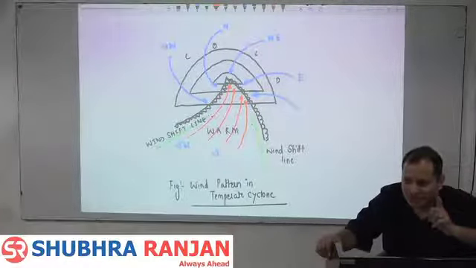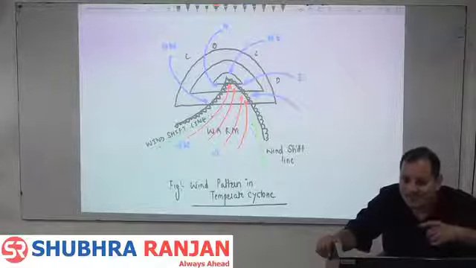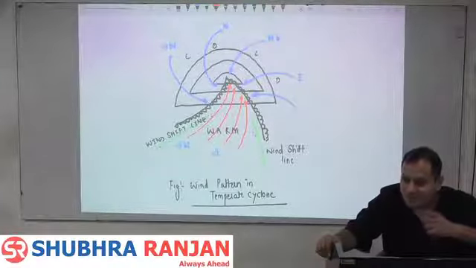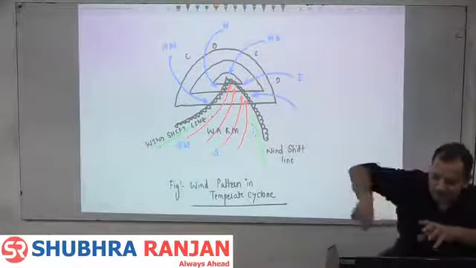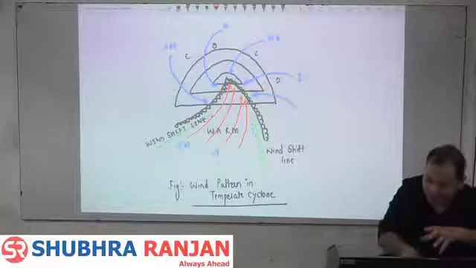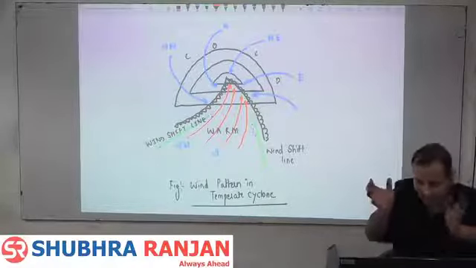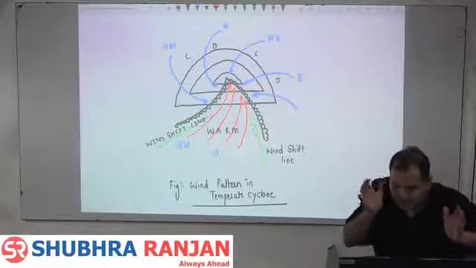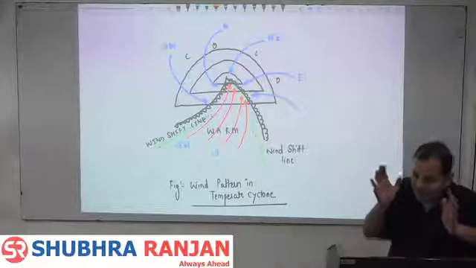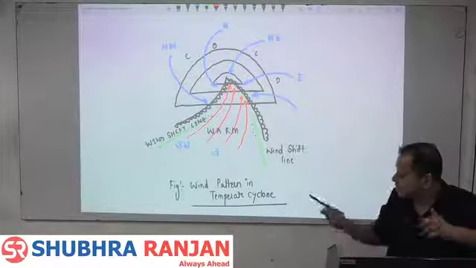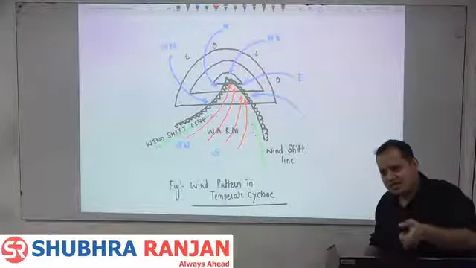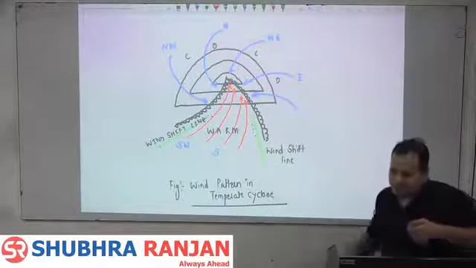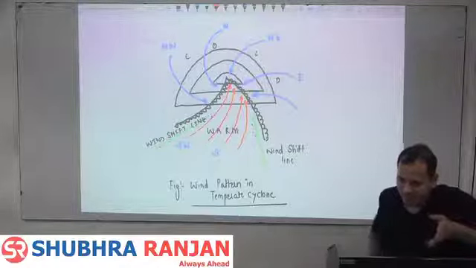North, northwest, northeast, south, southwest, southeast. Why northwest? Perfect. Northwest has the lowest temperature because all the wind is deflected towards the northwest. There is a concentration of cold wind in the northwestern part. So far in GS they have only asked which part has the highest temperature. So the answer is the southern part. Clear?